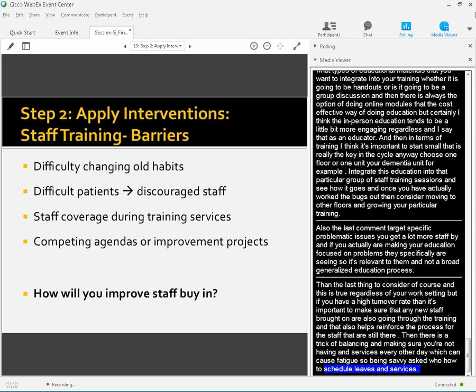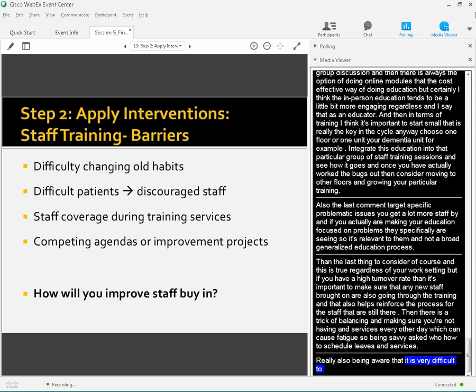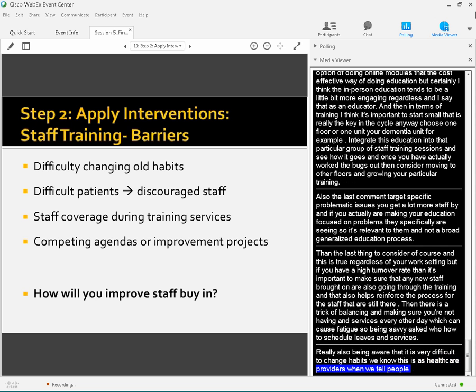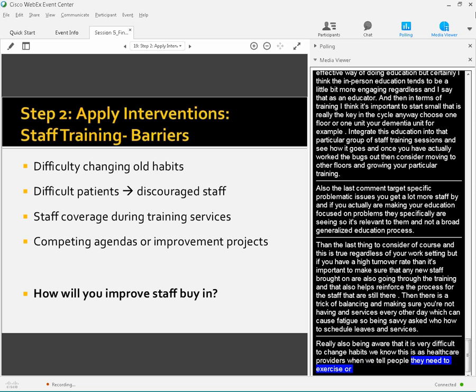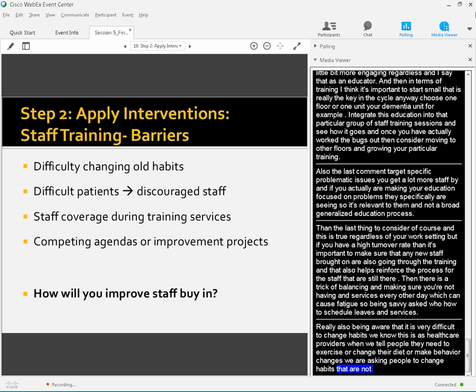And then, really also being aware that it's very difficult to change habits. I mean, we know this as healthcare providers when we tell people they need to go and exercise or change their diet or make behaviors. We're asking people to change habits that are not necessarily easy to change. And so being aware of this and not getting frustrated is important. Change is slow.